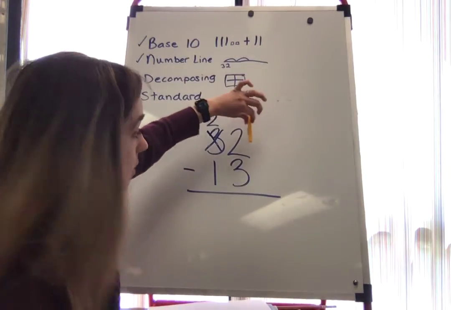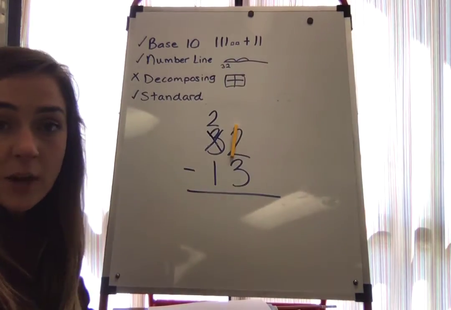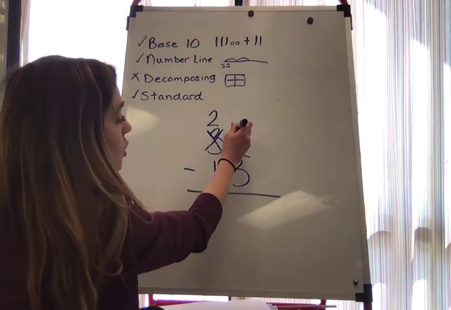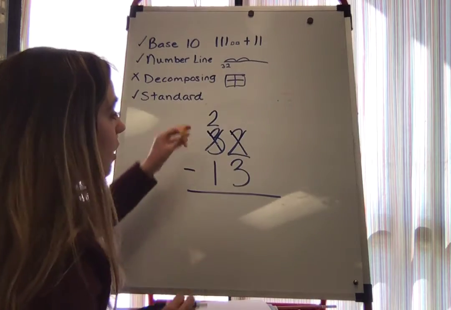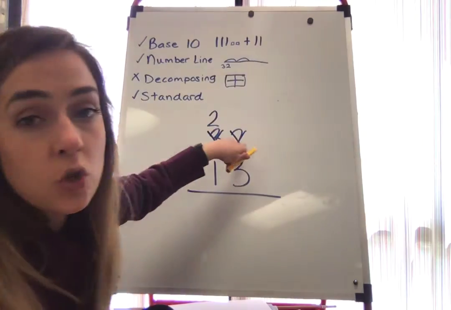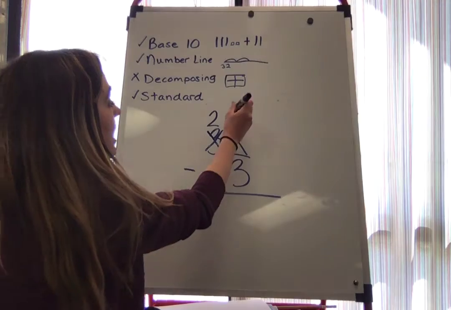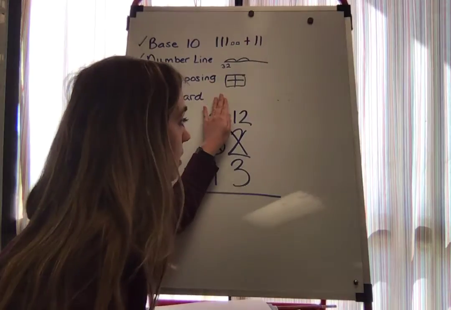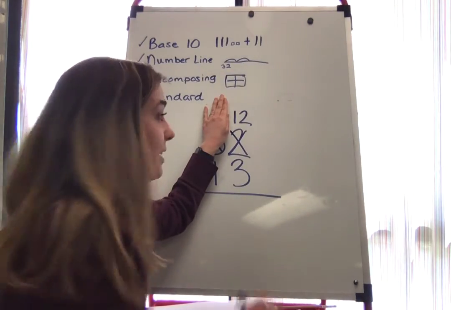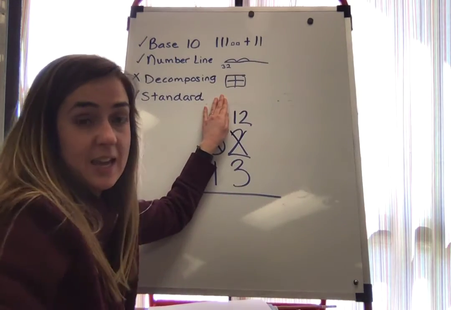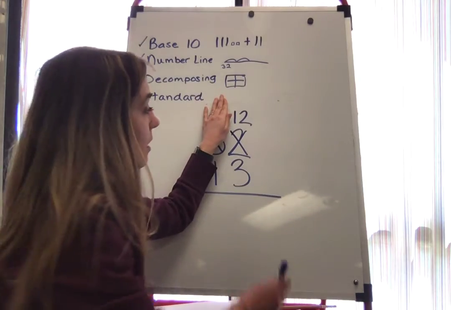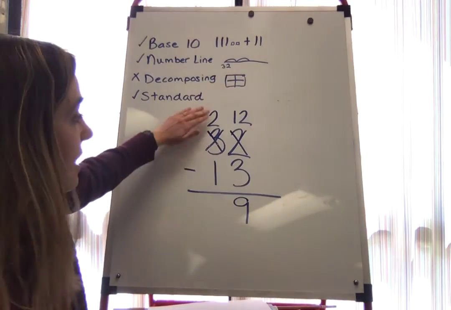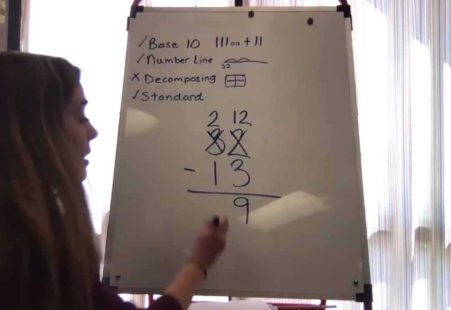Then this 10 was given to the ones place. It's not a stick anymore. It's 12. So this group of 10 came over and joined with the 2. So 10 plus 2 is 12. And now I can go to my ones place and subtract it. So 12 minus 3 is 9. And then I go over to my tens place, and 2 minus 1 is 1.